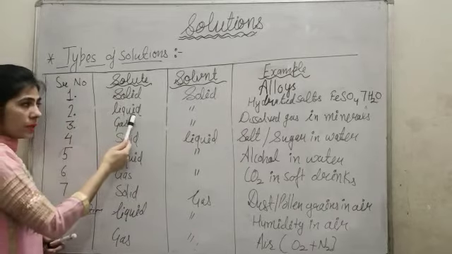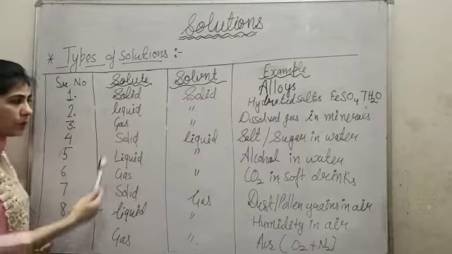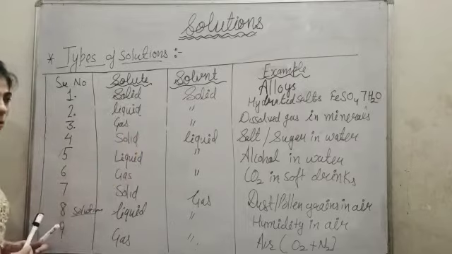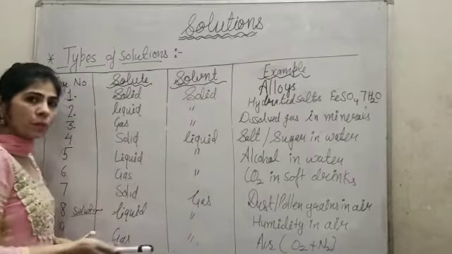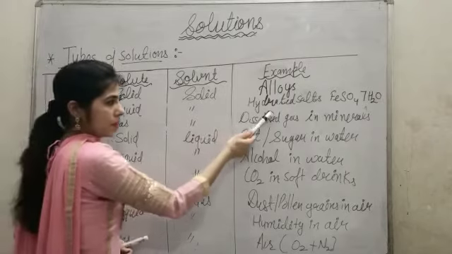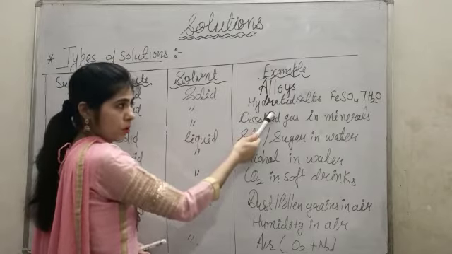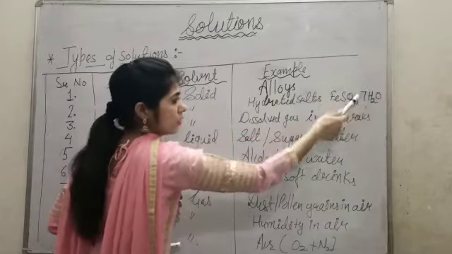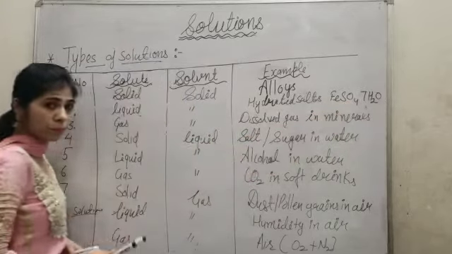Similarly, the second one is a liquid in solid. A liquid solute is added into the solid, then we again obtain the solution in solid state. And the example is hydrated salt. In this, 7 molecules of water of crystallization are present.